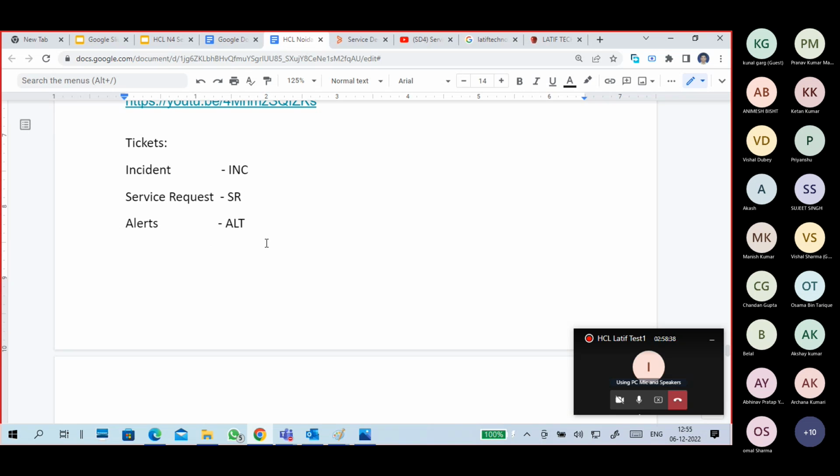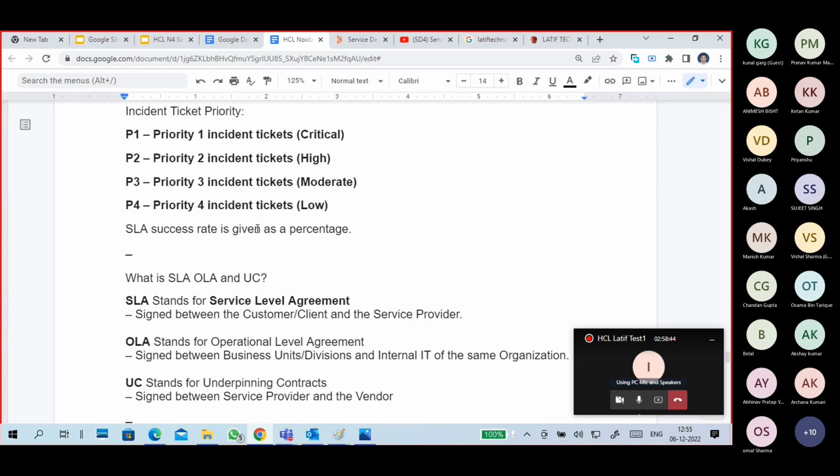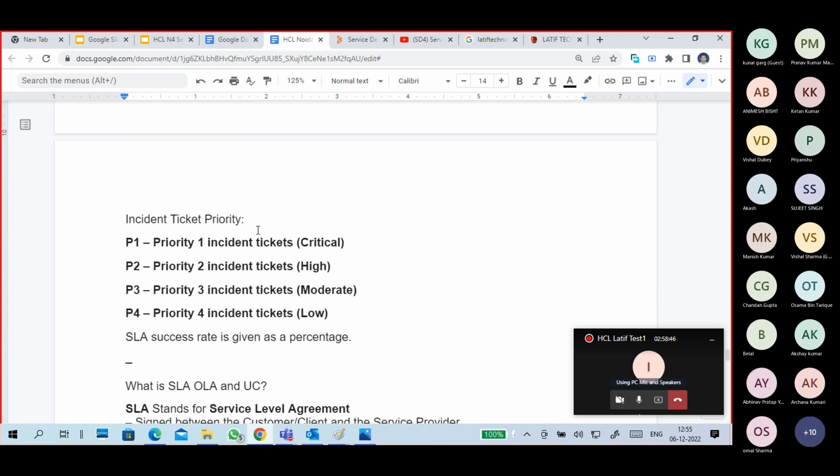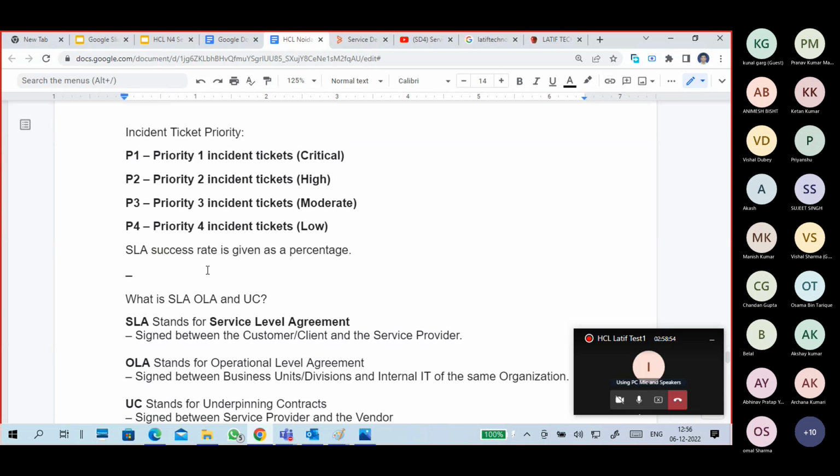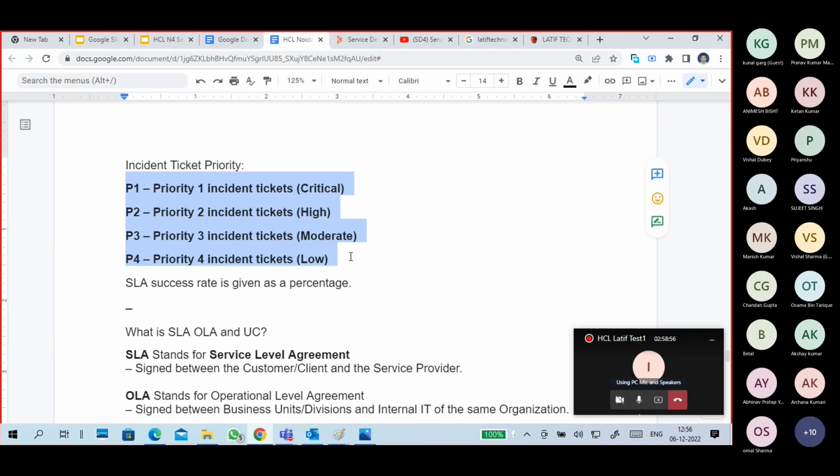There are different types of tickets. Generally, there are incidents, service requests, and alerts. Each ticket also has priorities and impacts. Based on the priority, the technical team will react and decide what to do on it.